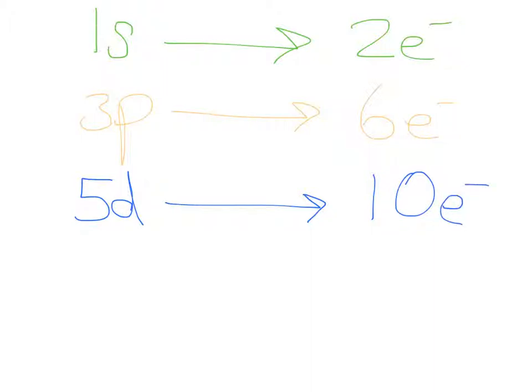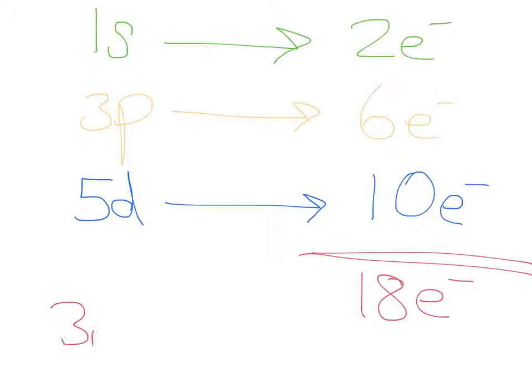So let's top that up then for the third shell. We have 2 plus 6, that equals 8, plus the 10, we have a total of 18 electrons in our third shell, which was the same value as we saw in the table at the very start of the video.